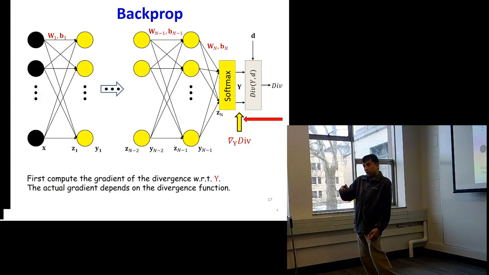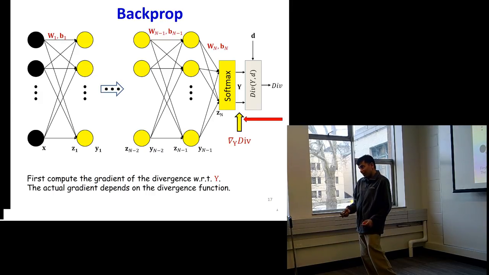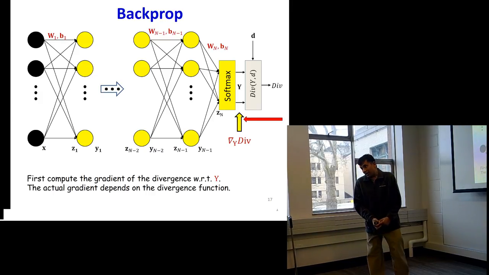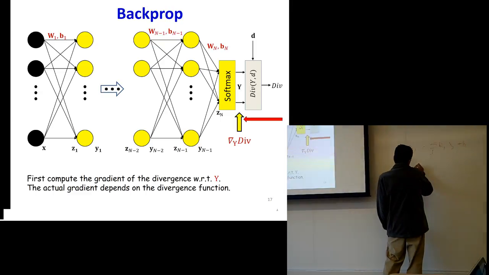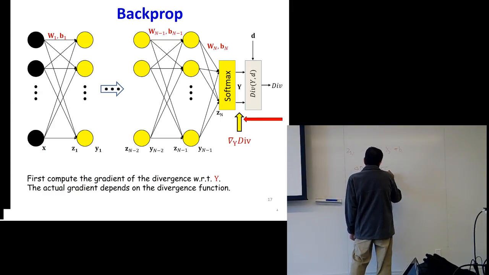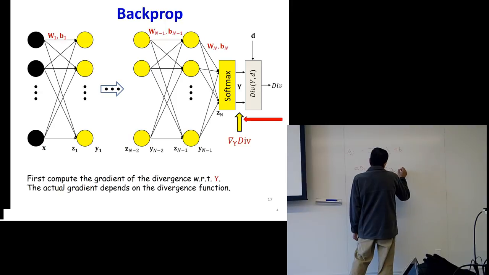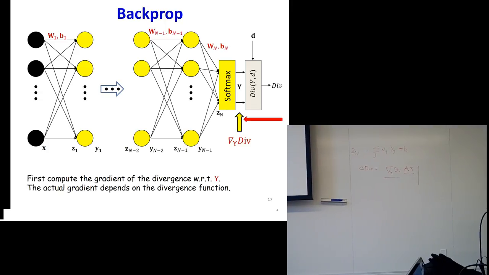So if my output is a column vector, the gradient is going to be a row vector. We defined it as a transpose, and there was a reason we did that. We said that our definition for how much the output is going to change, delta div, was going to be the gradient times delta y. So if this is a column vector, this has to be a row vector. And that's why this gradient is a row vector.